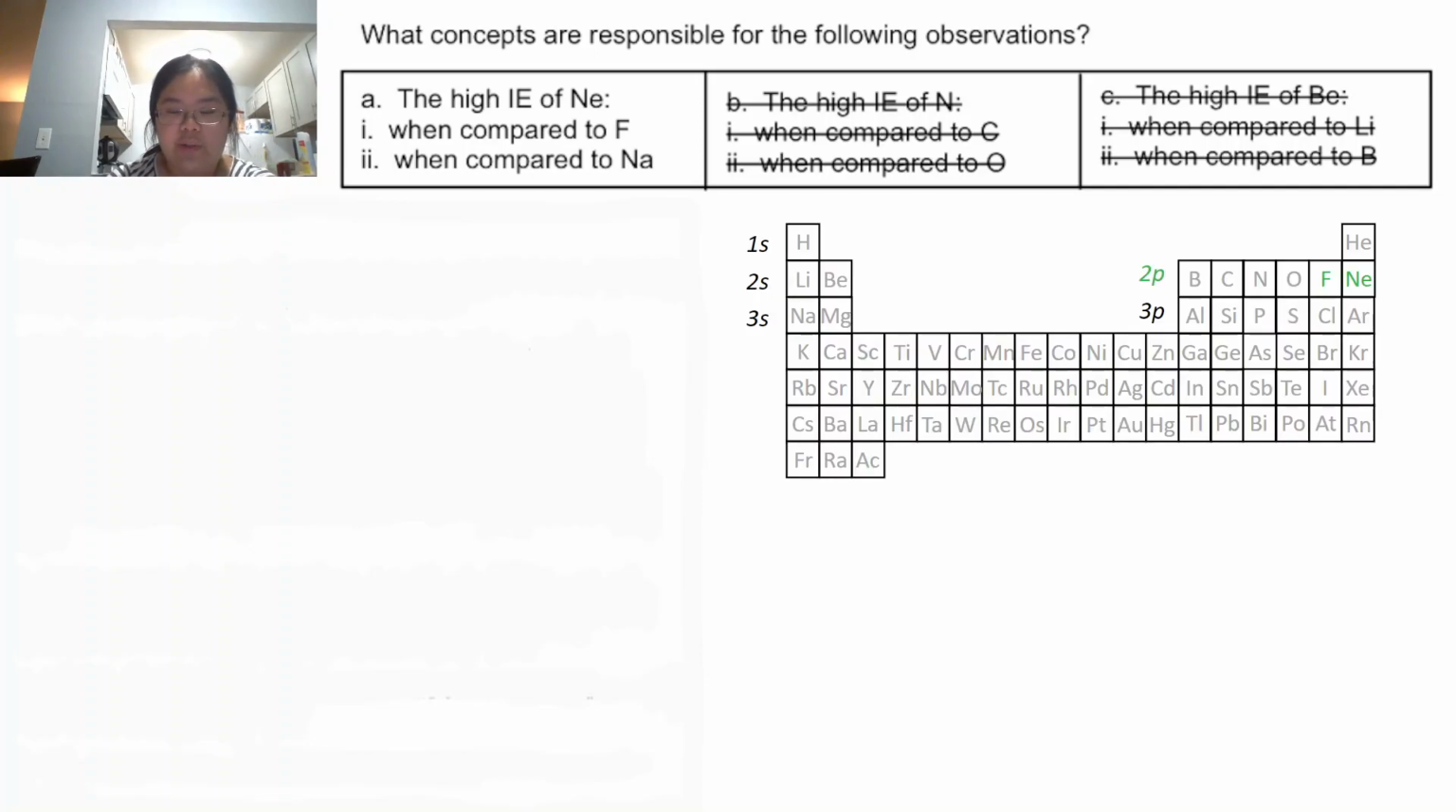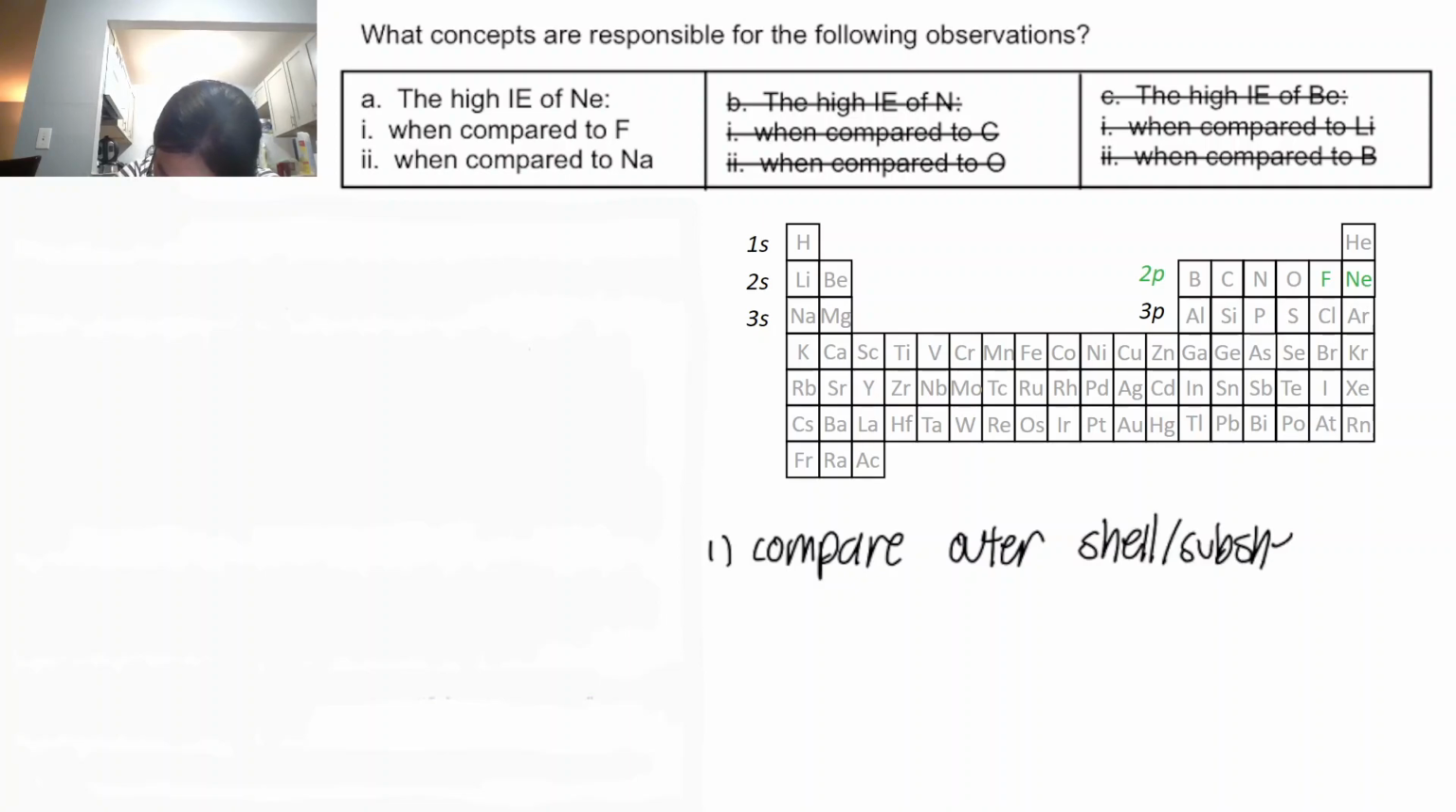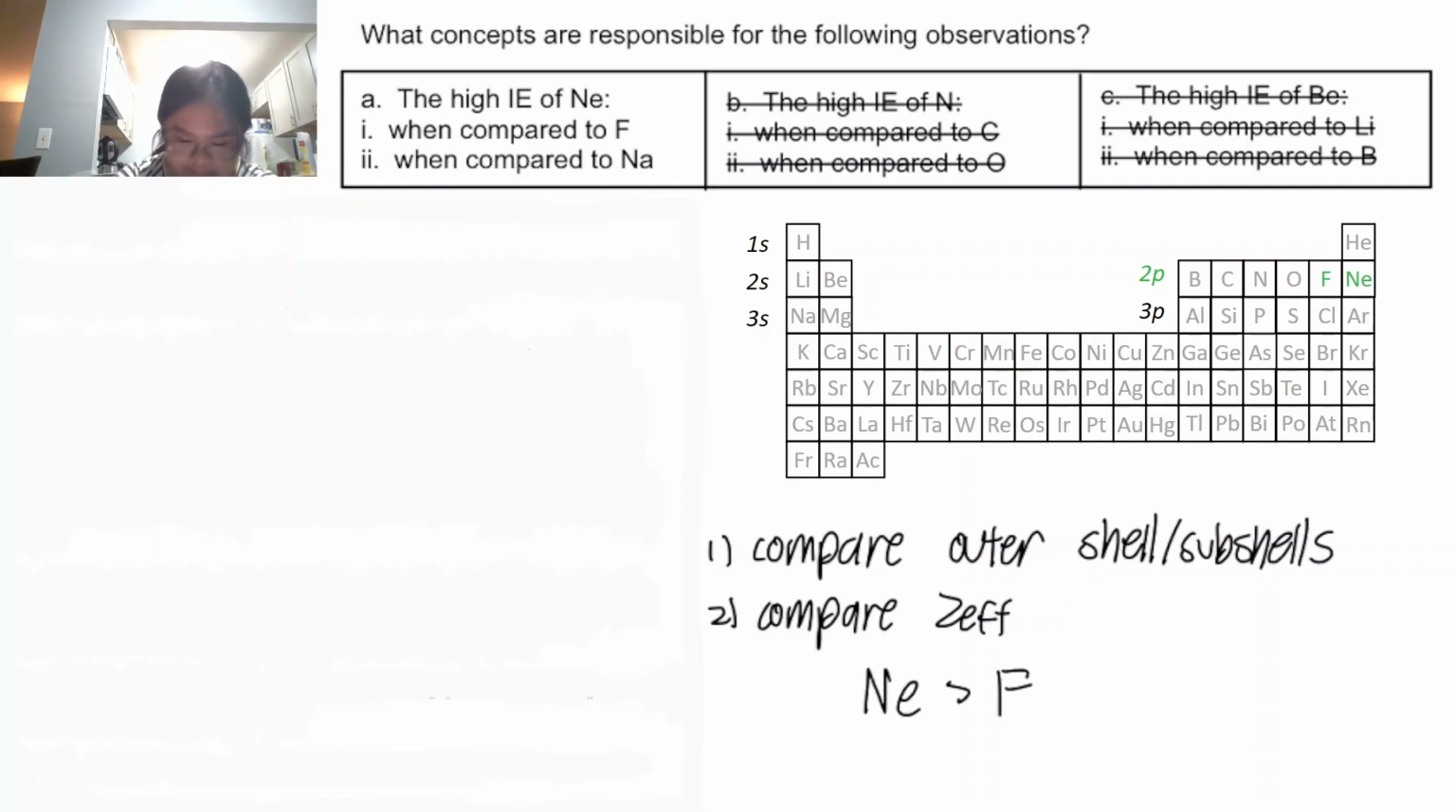Once you pull up your periodic table, you should make a series of comparisons. The first comparison you should make is of the outer shells or subshells of the elements. From the periodic table, you can see that both fluorine and neon have an outer subshell of 2p. So when the outer subshells are the same, then you compare Z effective. If you remember, Z effective increases from left to right. So since neon is to the right of fluorine, neon has a larger Z effective than fluorine.